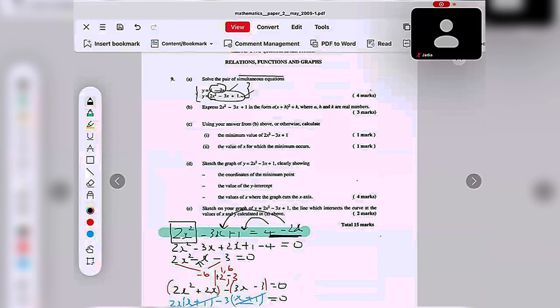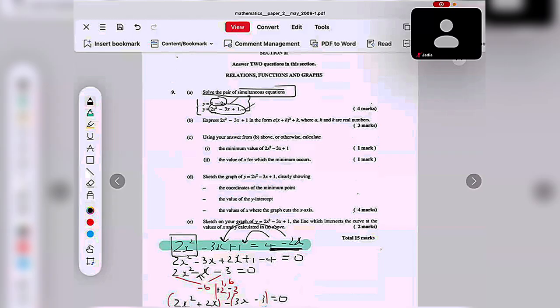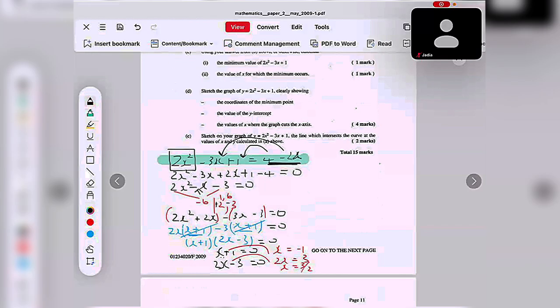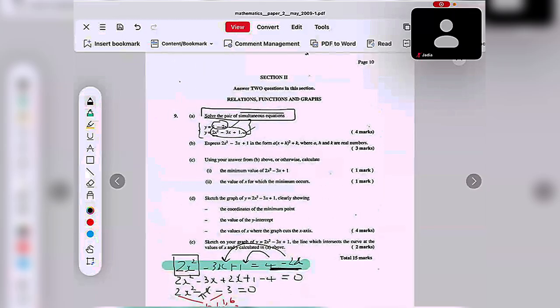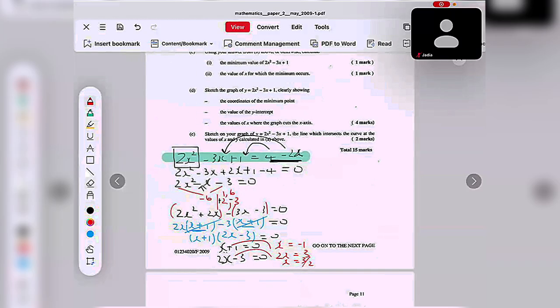Now hold on, we're not finished, because we just found x. Go back up here. They must have solved the pair of simultaneous equations, so we need x and y. We did already have one equation up here that says y equals 4 minus 2x. So we can bring that down here. Since y is already equal to 4 minus 2x, plug in my individual values of x, I'm good to go.